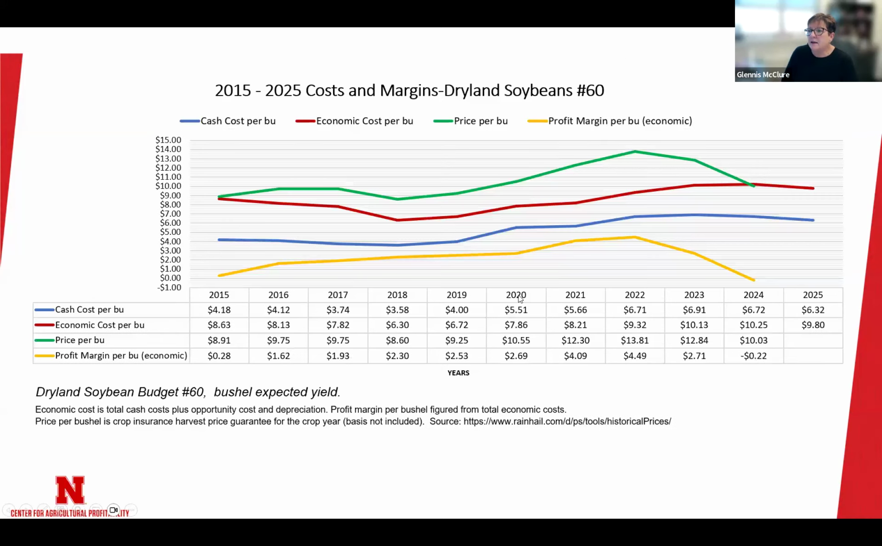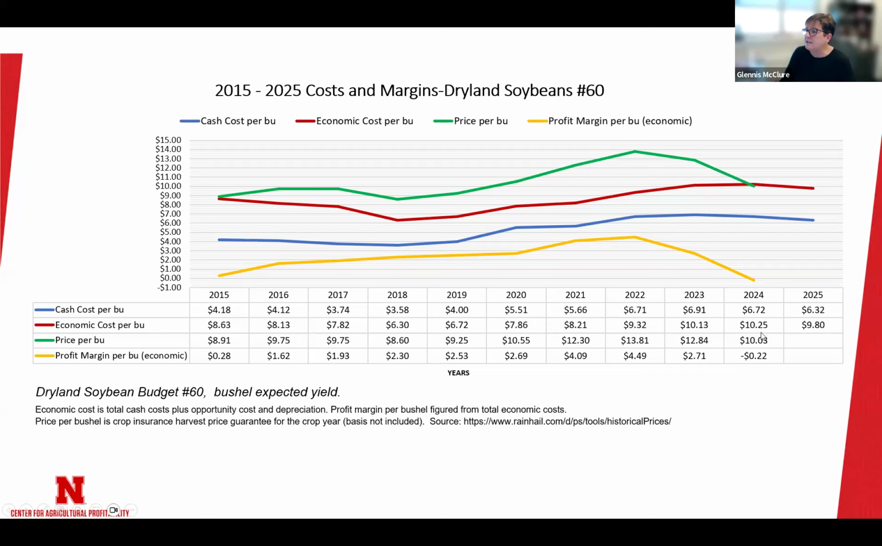And then this is a soybean budget. Again, this is a dryland soybean budget, so it's after corn. So it's in that corn rotation. And again, here we have the price in the green bar, economic costs above our cash costs line, all right? And then what has our profit margin done? You can see kind of a similar pattern to what corn did and how we've dropped below now into the negative on our profit margin per bushel based off of 24, and we don't know what 25 is going to offer.